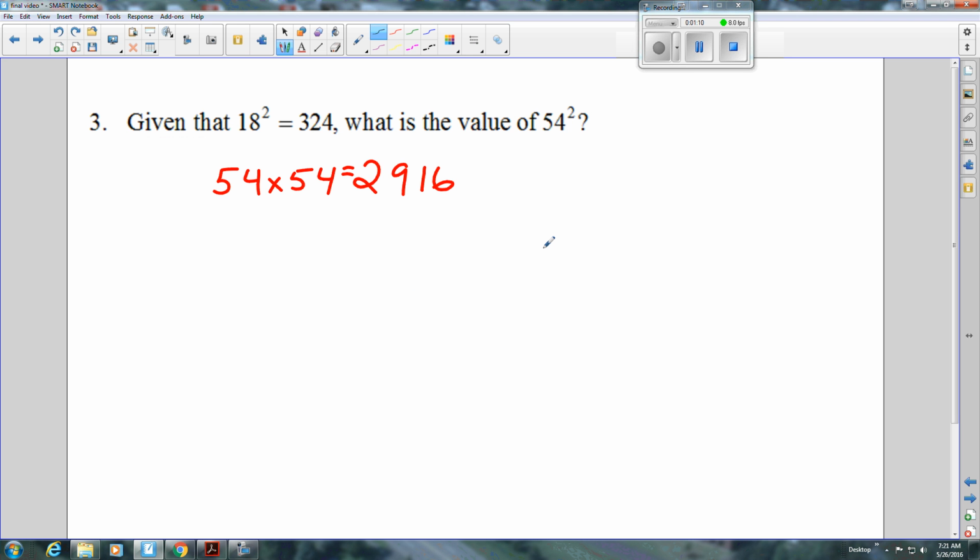Given that 18 to the second power is 324, what is the value of 54 to the second power? I just take these and say, okay, 54 to the second power, or 54 times 54, is 2,916.